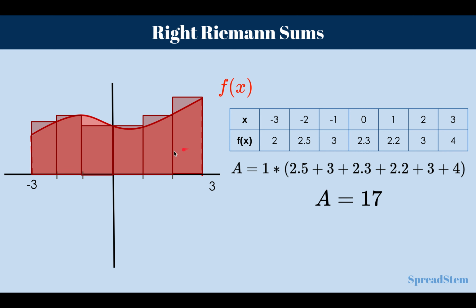So once again, this is not a perfect representation because there's some parts where the rectangles go over the graph, and some parts where the rectangles are an underestimate. So often you get different results from right and left Riemann sums, and these two are just different ways of approximating these functions.